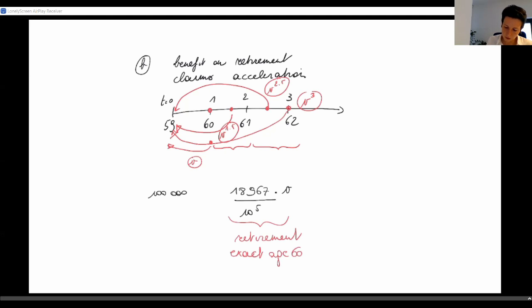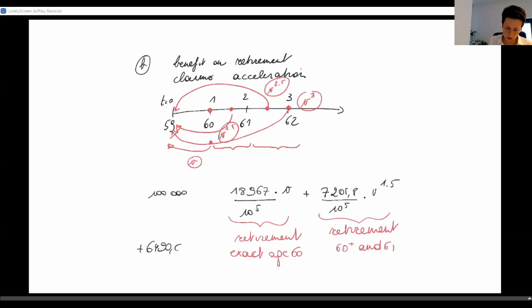And then I've got the probability of retirement between 60 and 61. So that's going to be the following probability. That's what I will multiply with v to the power 1.5. So that is between 60 plus and 61.